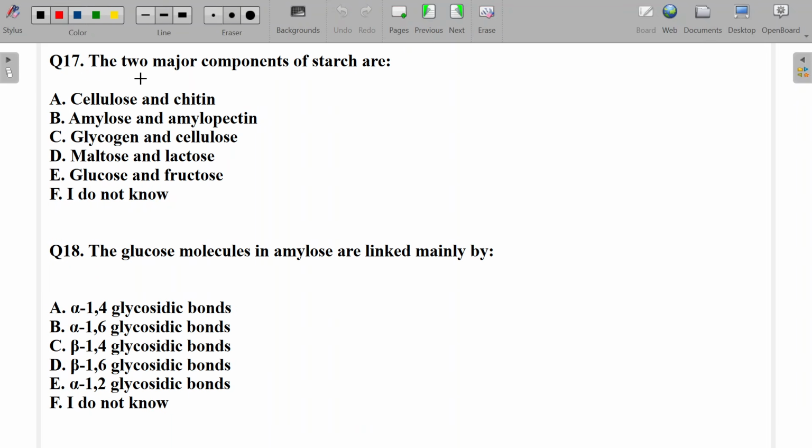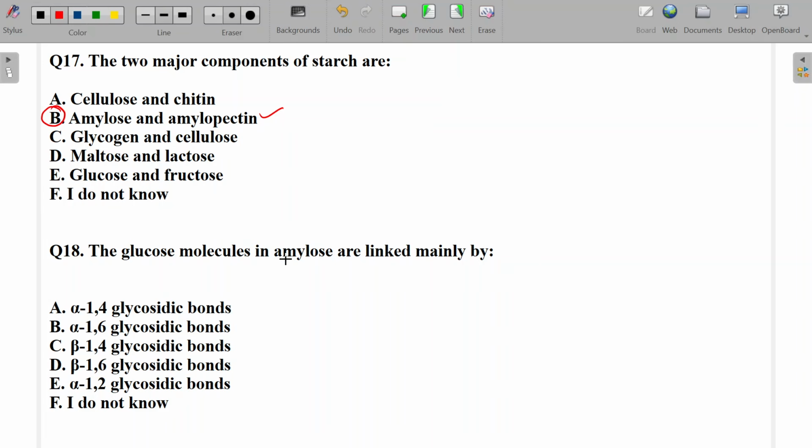Okay. Question 17. The two major components of starch are A. Cellulose and chitin. B. Amylose and amylopectin. C. Glycogen and cellulose. D. Maltose and lactose. E. Glucose and fructose. F. I do not know. Amylose and amylopectin. Yes, correct. Amylose and amylopectin.